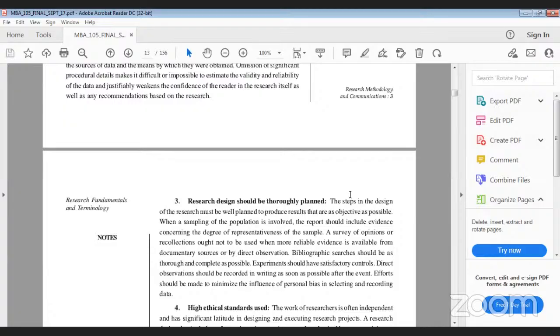Experiments should have satisfactory controls. Direct observation should be recorded in writing as soon as possible after the event. Efforts should be made to minimize the influence of personal bias in selecting and recording data.